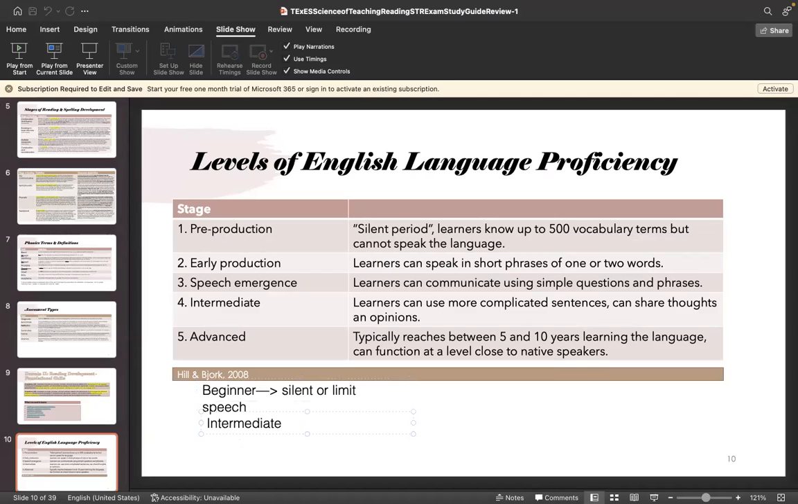Intermediate students can speak to you. They can get a message out to you. You know exactly what they want, exactly what they're talking about, but it's super broken English. It's not proper. There might be verb issues, but they understand what you're saying and you understand what they're saying. Advanced high.